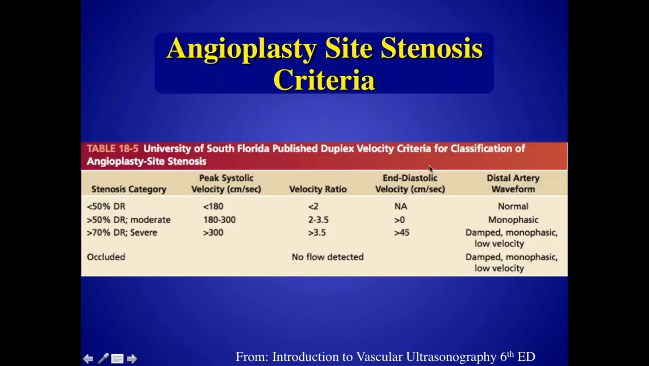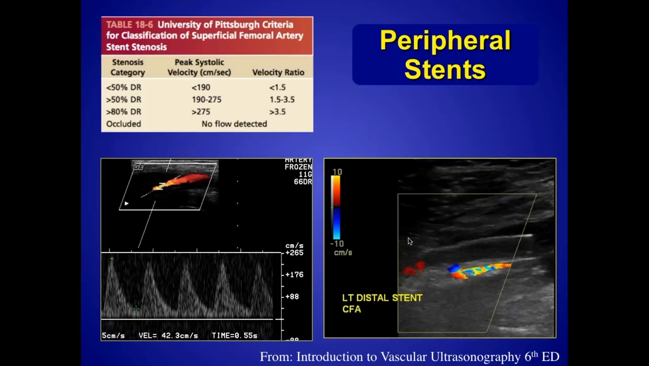Some people also use end diastolic velocity criteria. And if the velocity is less than 45 centimeters per second, that is worrisome. And that is also a criterion that is used for bypass grafts.